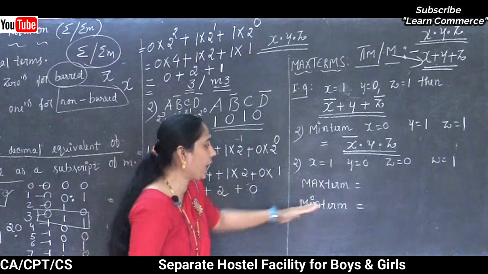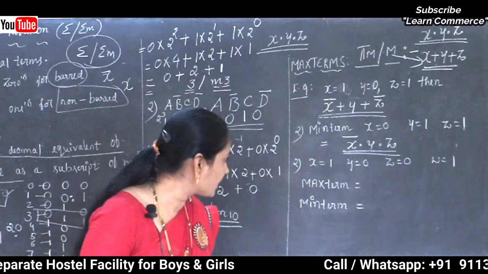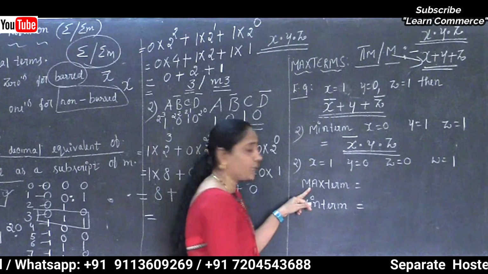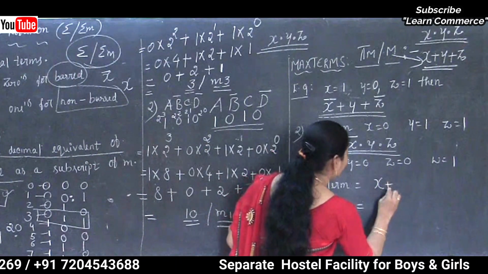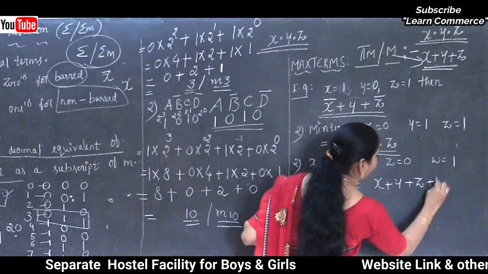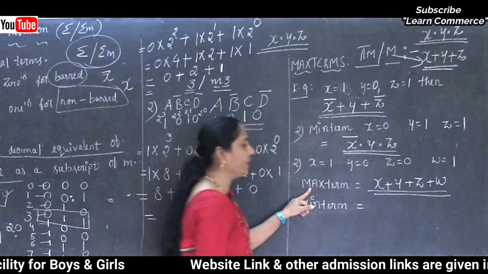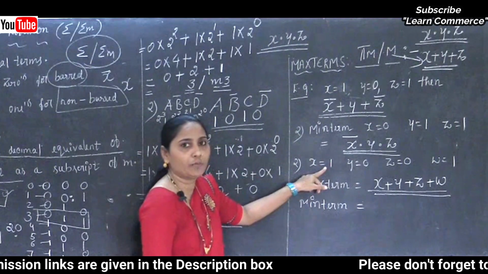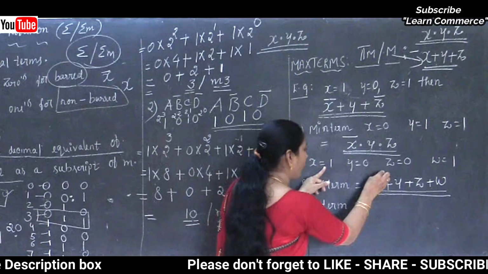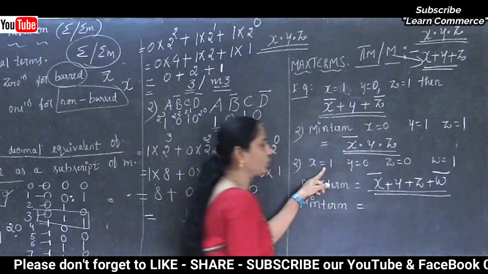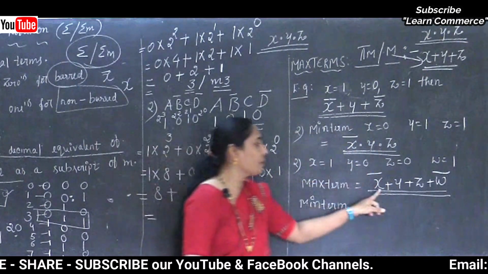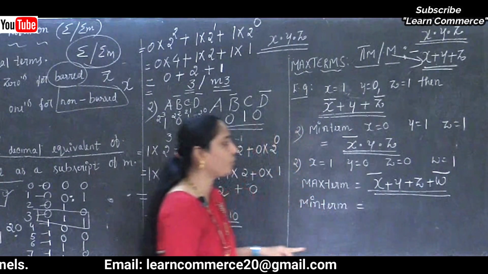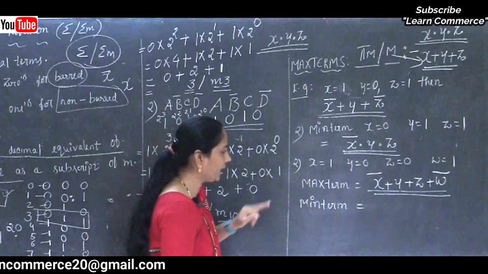Now next I am going to complete a Maxterm as well as a Minterm example. First of all I am going to complete the Maxterm. So x plus y plus z plus w. Is this point clear? But we need to take the complement of a variable in the Maxterm when the value of the variable is 1. So complement, and then the next one complement. So this is the answer of the Maxterm: complement of x plus y plus z plus complement of w. Is this point clear?